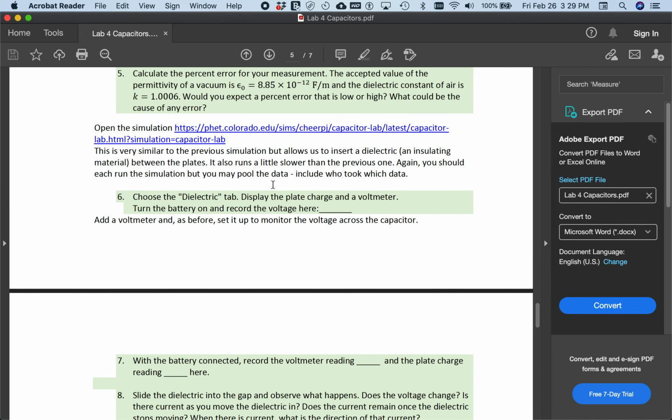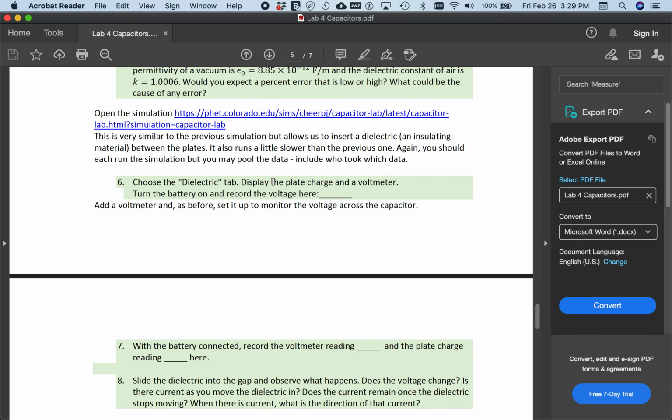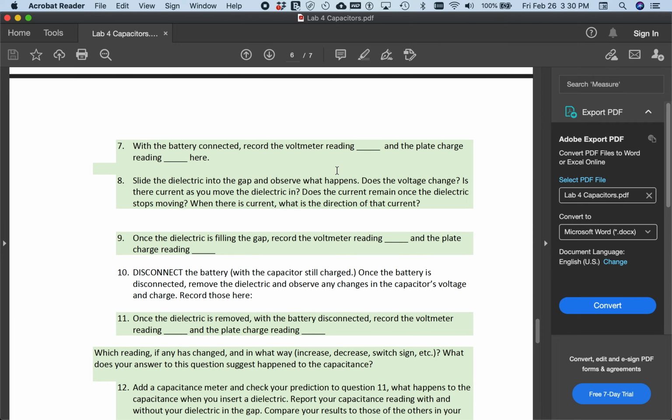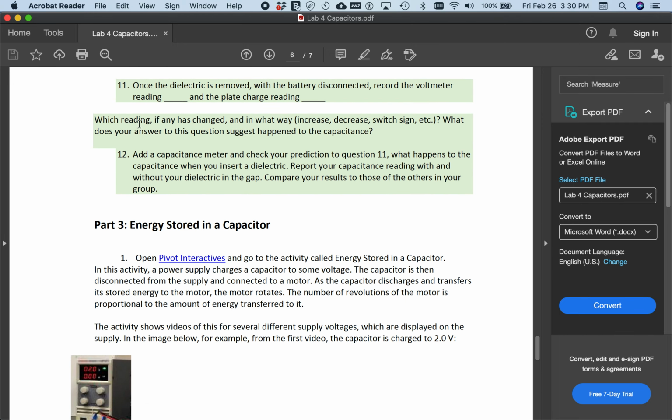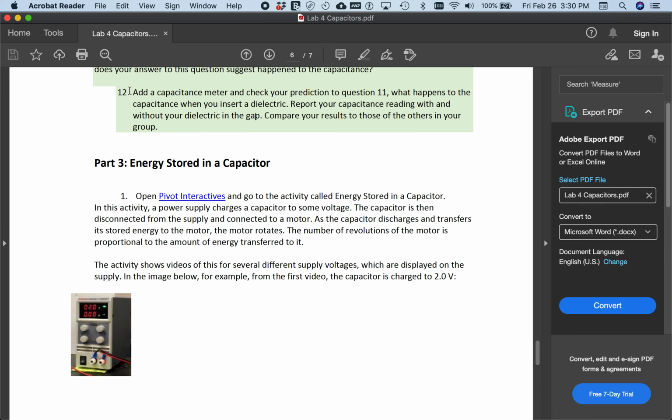So as we insert the dielectric, the electric field should increase, and the capacitance of a capacitor should increase, right? Then they will just write down all the values from the simulation, and finally explain what happens to the capacitance in the presence of a dielectric and in the absence of a dielectric. So that's the question to answer.